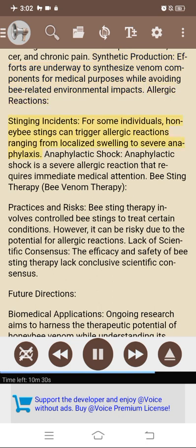Allergic reactions. Sting incidents. For some individuals, honeybee stings can trigger allergic reactions ranging from localized swelling to severe anaphylaxis. Anaphylactic shock is a severe allergic reaction that requires immediate medical attention.